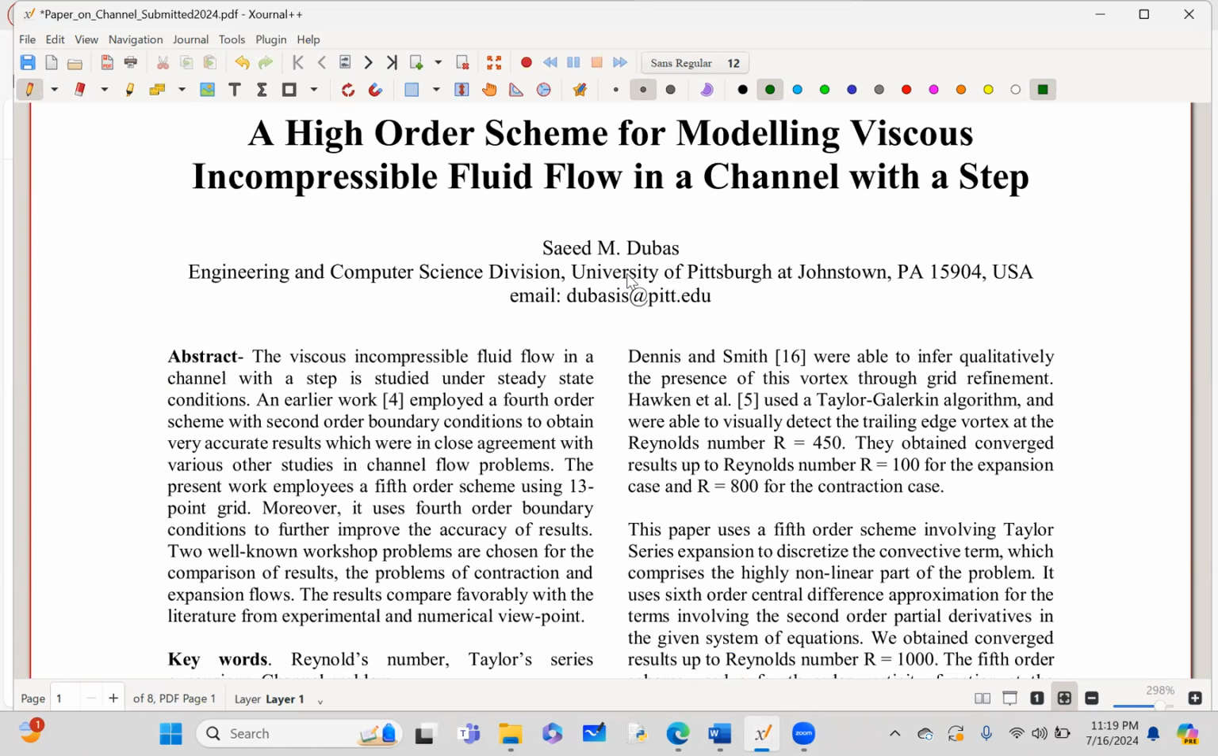Two well-known workshop problems are chosen for comparison of results: the problems of contraction and expansion flows. Our results compare favorably with the literature from experimental and numerical points of view.